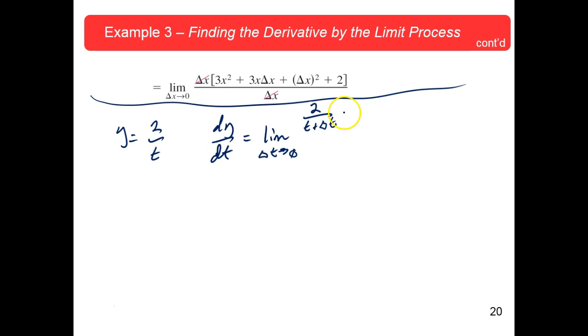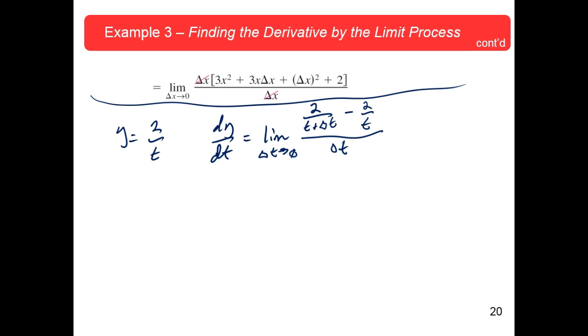What's the second part of the numerator? Minus 2 divided by t. 2 over t, your f of t. f of t plus delta t minus f of t, divided by delta t. Got it. Okay. What are we going to do with that numerator?